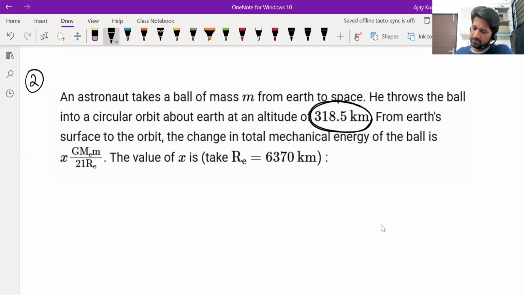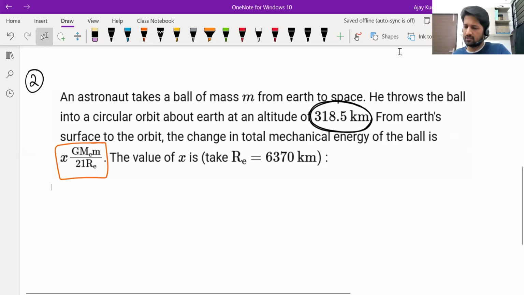So from Earth's surface to the orbit, the change in total mechanical energy of the ball is this much. Okay, this is slightly complicated language. See, when the ball was on the surface of Earth, it would have had some mechanical energy. When it is placed in orbit, like a satellite, it will have some mechanical energy. That change in mechanical energy is this much. They are asking you how much is x. Okay, so solve very carefully. I'll give you 3 minutes. Right.